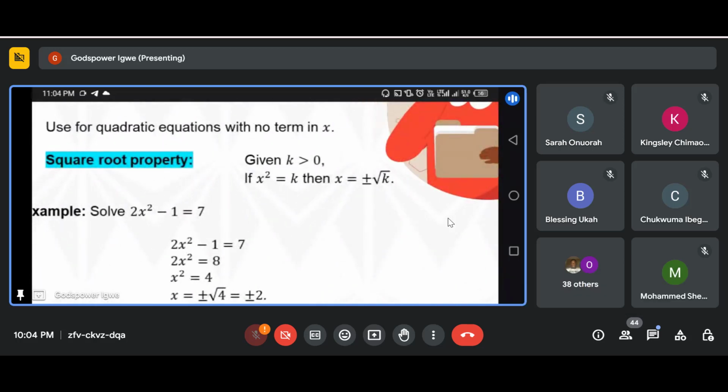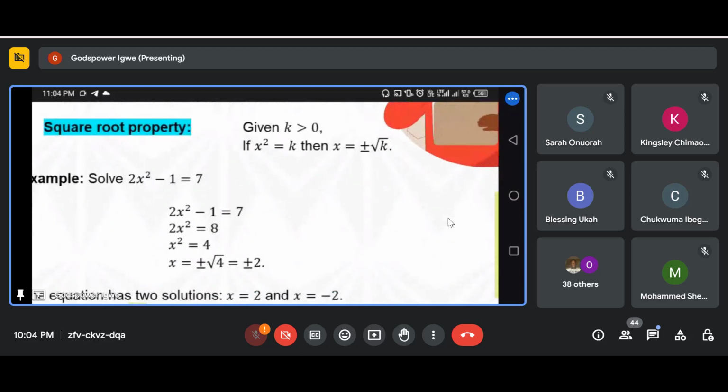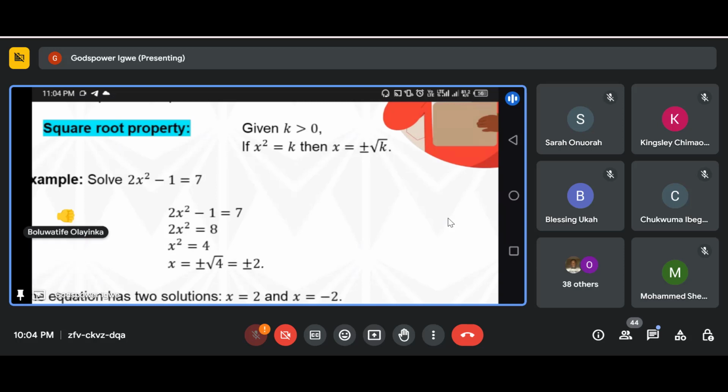2x minus 1. Just transfer 1 to the other side, it's going to be plus 1. We add 7 to that, and it is going to give you 2x squared equal to 8. So when you have questions like this, if you transfer 8 to the left hand side, you are going to have 2x squared minus 8.